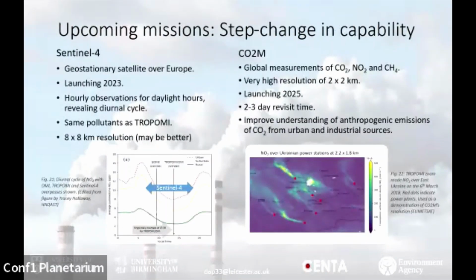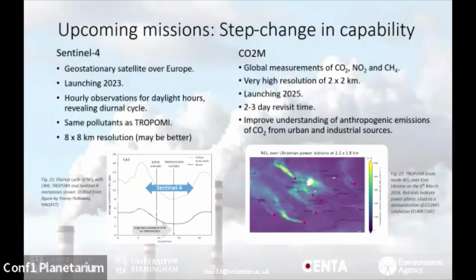So I'll just touch on those future missions to end with. We've got Sentinel-4 coming up, which will be in geostationary orbit over Europe. It will allow us to reveal the diurnal cycle of emissions. And also crucially, although we're going to have the same amount of cloud cover, for every cloud-free day we're going to be collecting over 10 times more observations. And so we're going to have a massive increase in our data density, which is a big factor in the quality of the aggregates. So that should help quite a bit.